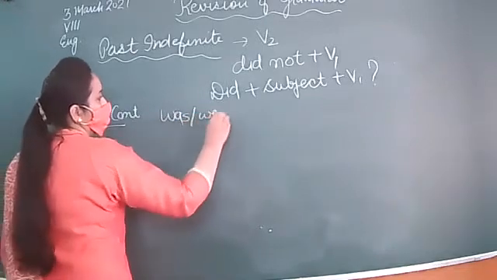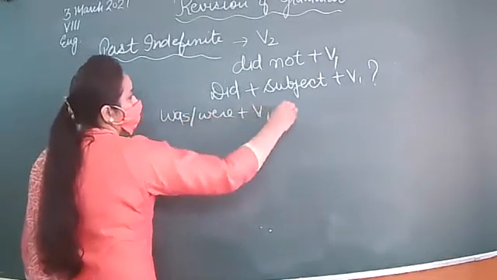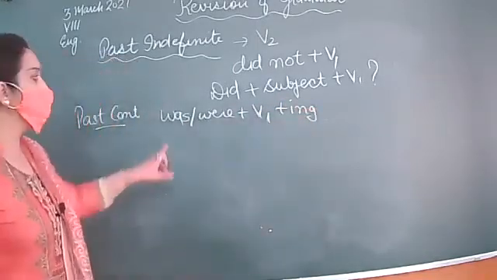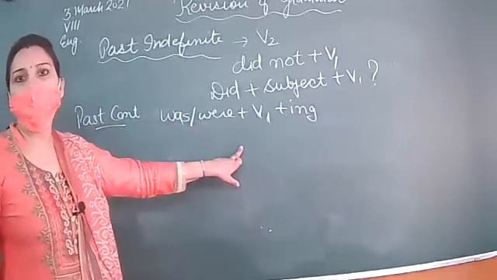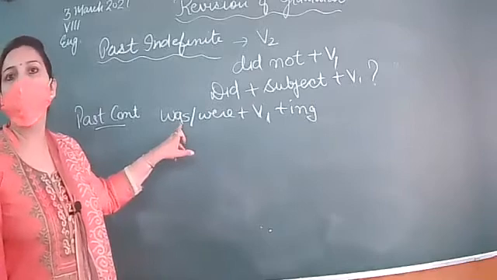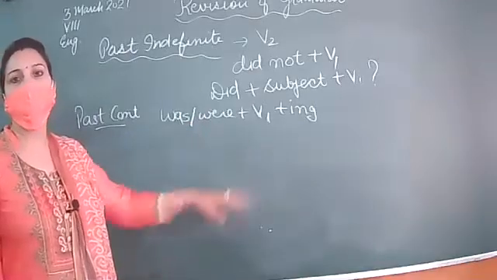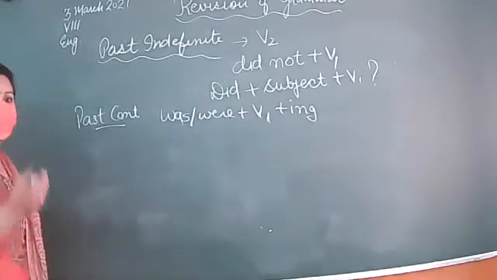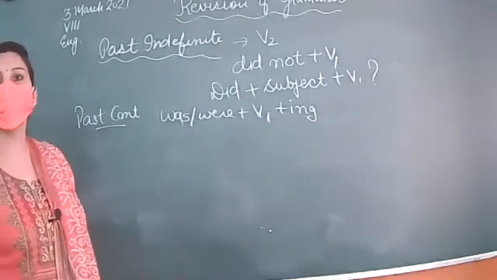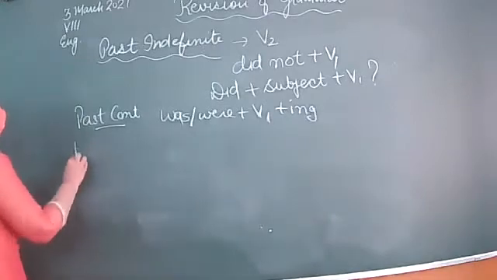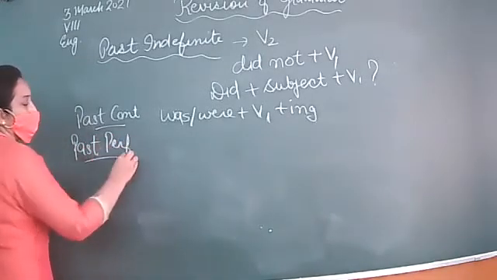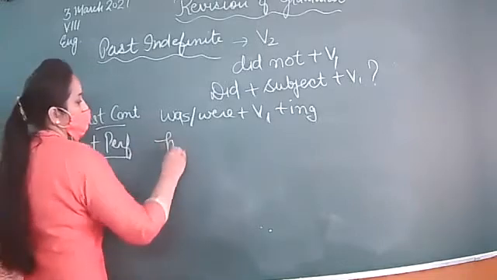In past continuous, was/were plus verb first form plus ing. And in the case of negative, was/were not. And in case of interrogative, was and were will come in the beginning, then subject, then verb first form. For example, I was waiting for you. I was not waiting for you. Was I waiting for you? Clear? And when we have past perfect tense, what is to be used?